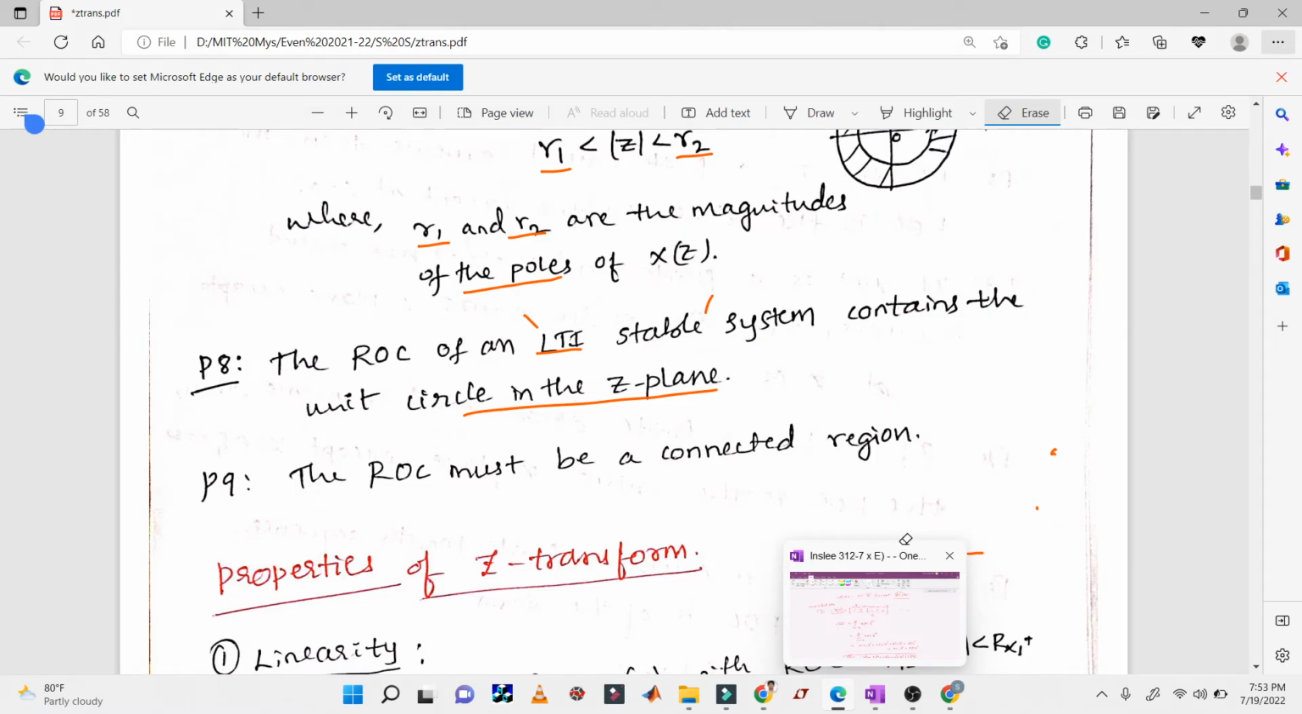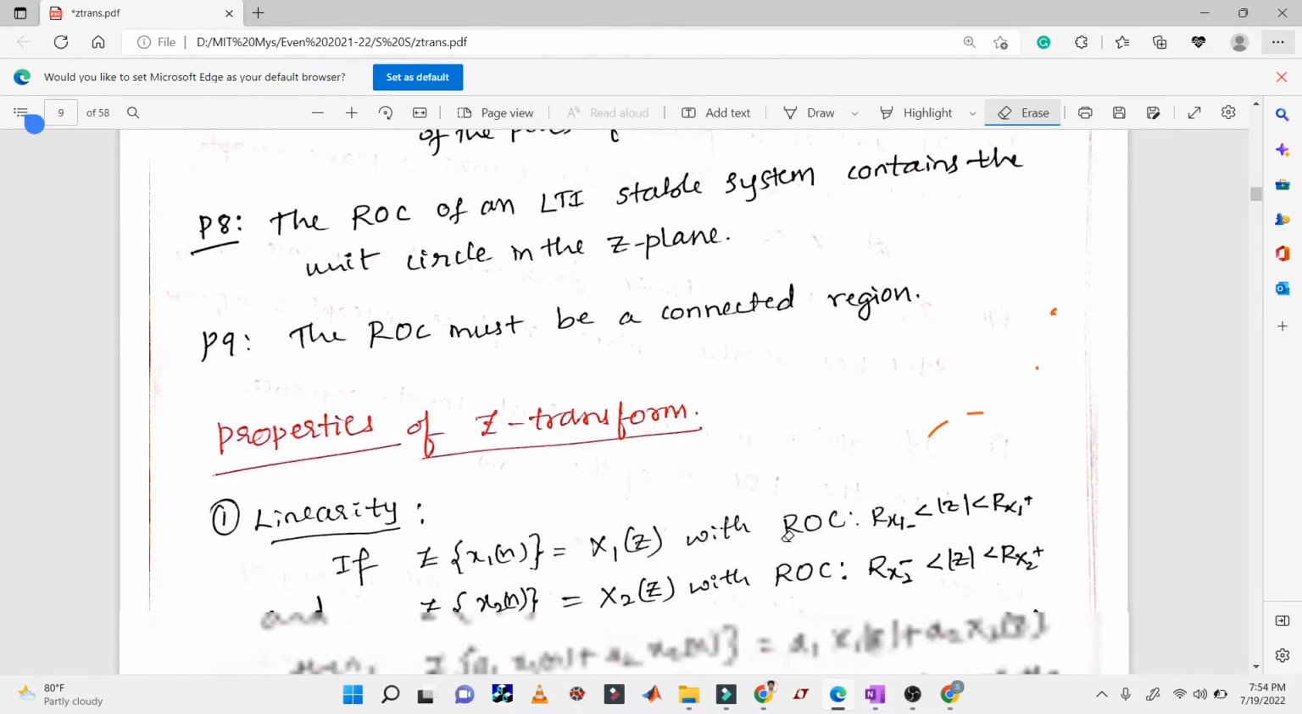Please make a different notes for this Z transforms, and whatever portions I cover, copy that in your notebook from the notes or while I am solving. If any doubt you get, you can ask in the class or during this class itself. Fine.